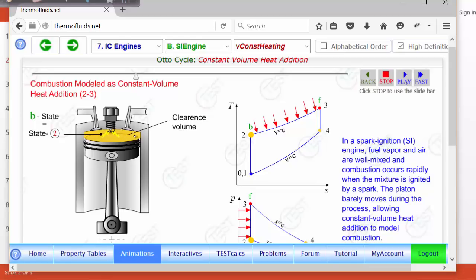The system is still closed. The beauty of this Otto cycle is named after Otto, who invented the gasoline engine.